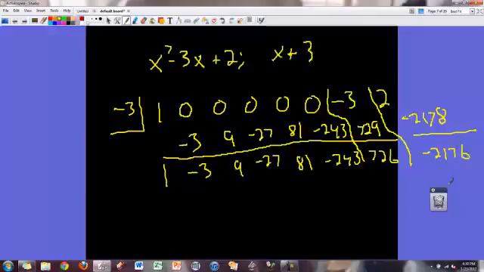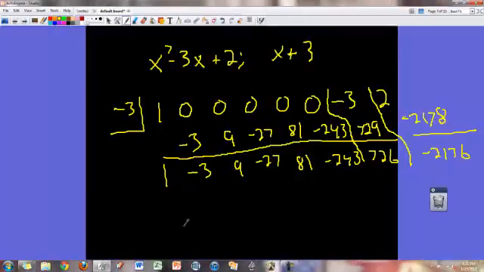Since our remainder is not 0, it is not a factor. Now, I would say that right around this point here, you should have realized that the numbers are just getting bigger and bigger and bigger. Honestly, if you can tell at that point that it's not going to get any different, so you keep getting larger and larger, and not near 0, you can pretty much stop. You know it's not going to work.